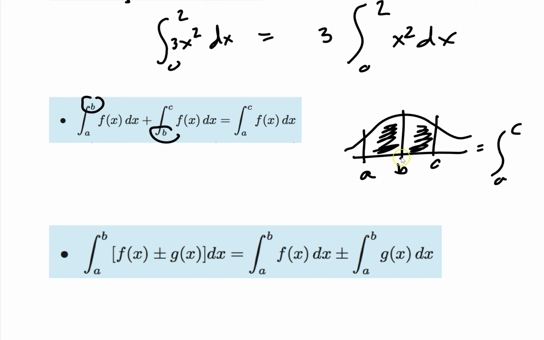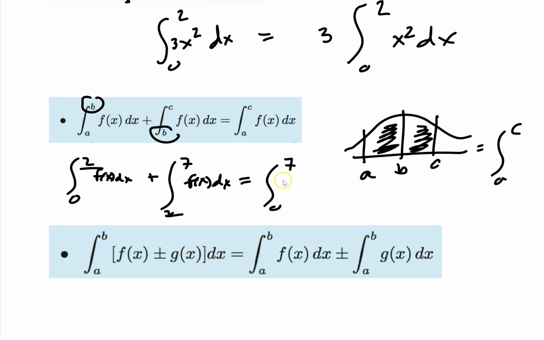If you're going from A to B, and then from B to C, the area under this curve plus the area under that curve equals the whole area. So it's like the transitive property: if they connect, you just add them up. So if we integrate from 0 to 2 of f of x plus the integral from 2 to 7 of f of x, they match and connect, so it equals the integral from 0 to 7. That's all that's saying.